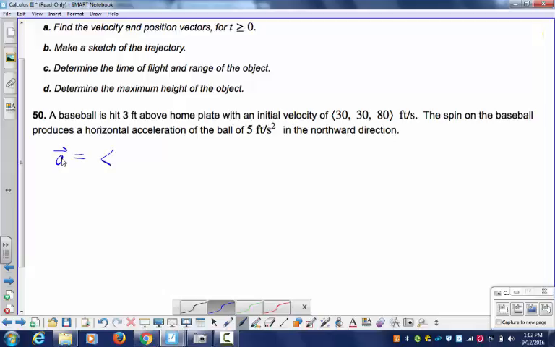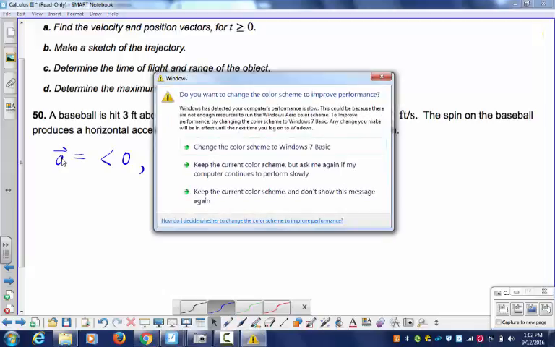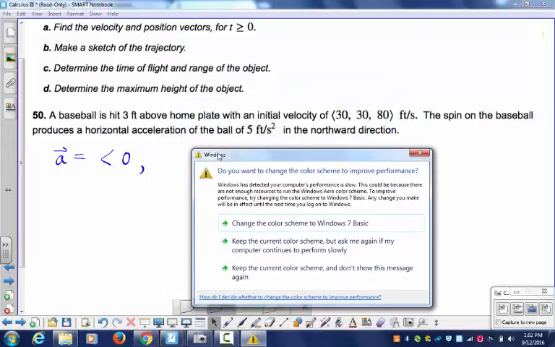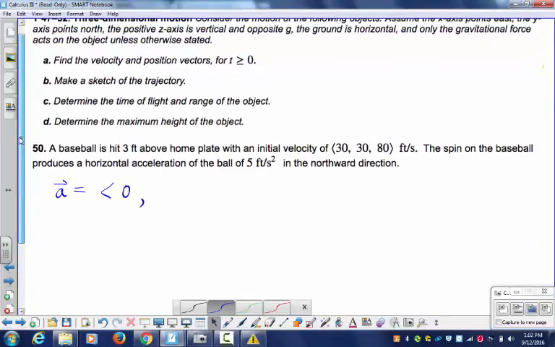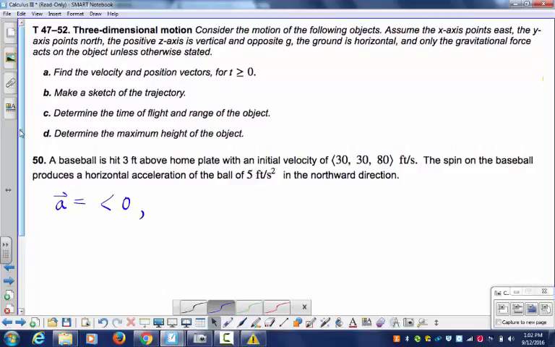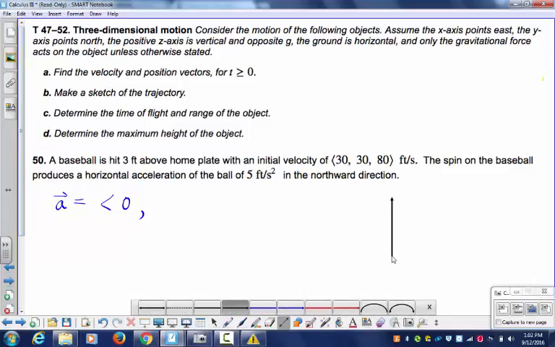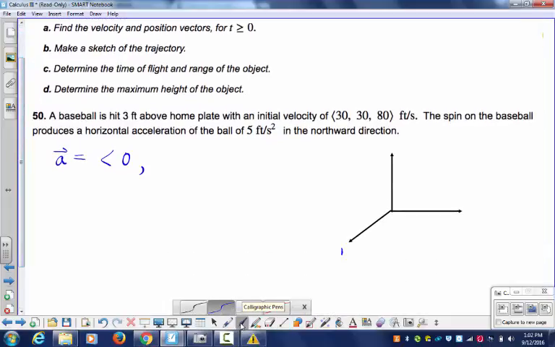Oh wait, there is a little extra piece of information here, actually. There is going to be another piece of acceleration, not just gravity. There's this 5 feet per second squared that is affecting it in the northward direction. And the way they told us to draw our coordinate system, if we look up here, they say to assume the x-axis is east, the y-axis is north, and the z-axis is up-down. So we're going to draw it like this. We'll just put east here, north there, and this is up.